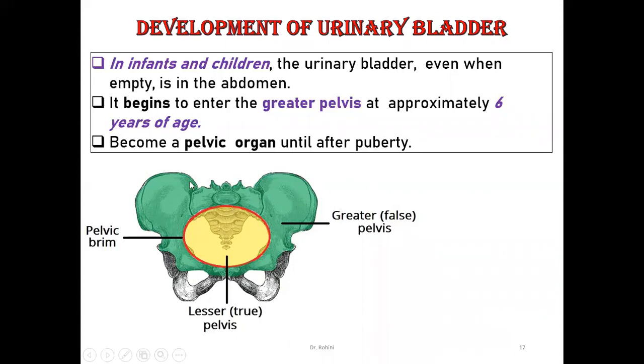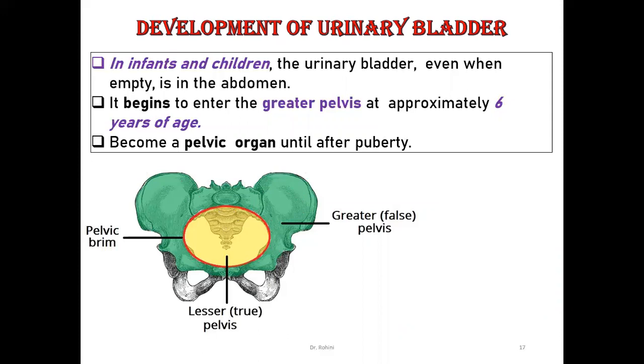Now what is the greater pelvis? We can see this is the bony pelvis. This red one is the pelvic brim. Anything above this red margin is called the greater pelvis or false pelvis. So by about 6 years of age, the bladder begins to enter the greater pelvis.